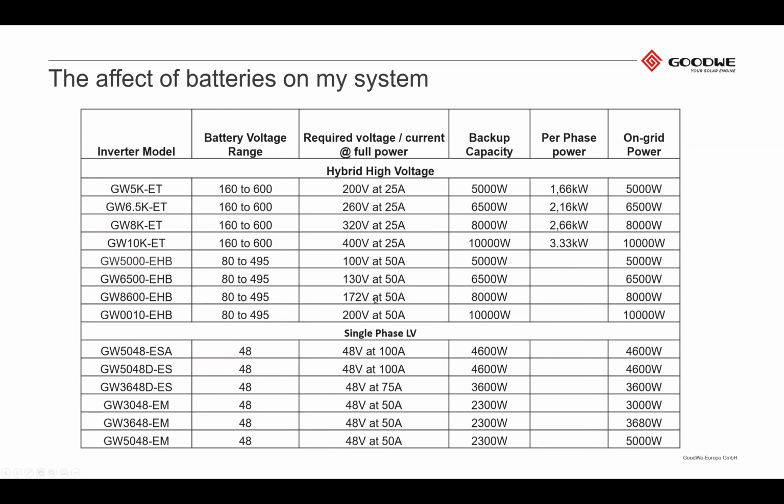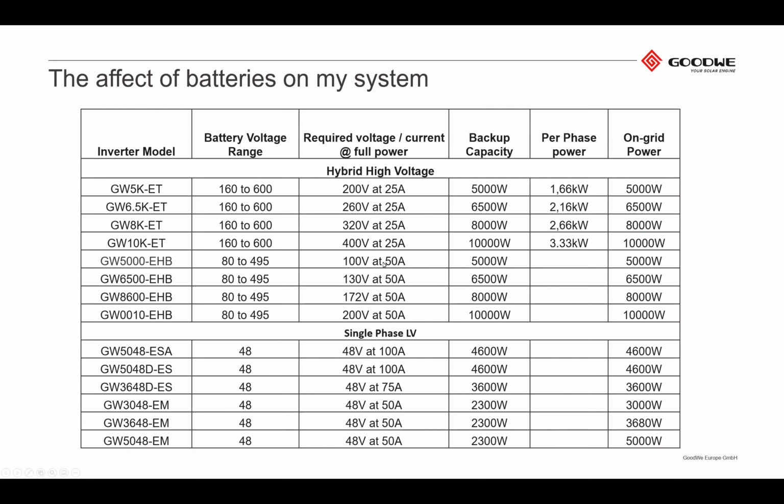Then with the new EHB series, we have a discharge limit of 50 amps. Should you use Pylon batteries, like I mentioned, the 2.5 cells generally give you a 25 amp maximum discharge. The 3.5s give you 37 amps. So you just have to do a calculation: take the inverter capacity divided by the maximum current that you have, and that will give you the voltage you require to get that inverter's full capacity.